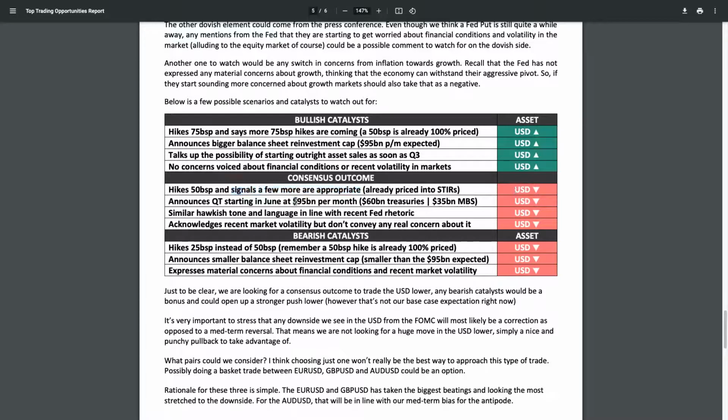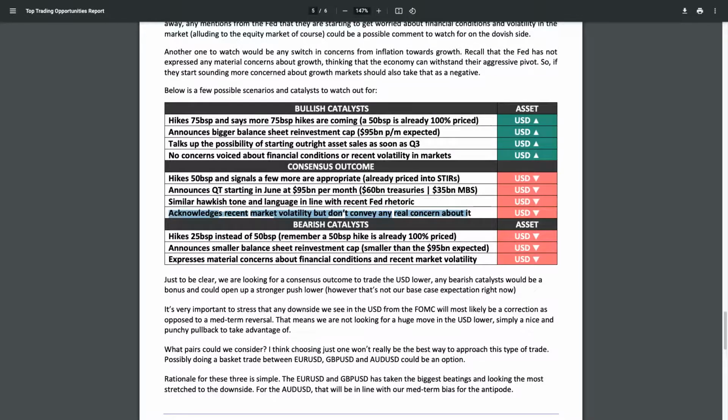So if we see QT starting in June at 95 billion, similar hawkish tone and language in line with the recent Fed rhetoric, getting on top of inflation. If they acknowledge recent market volatility but don't convey any real concern about it, then I expect to see that weakness in the dollar, and that could give a little uptick in stocks. But I would prefer to trade dollar weakness in that scenario. And I'll show you the currency pairs that I'll be looking for.